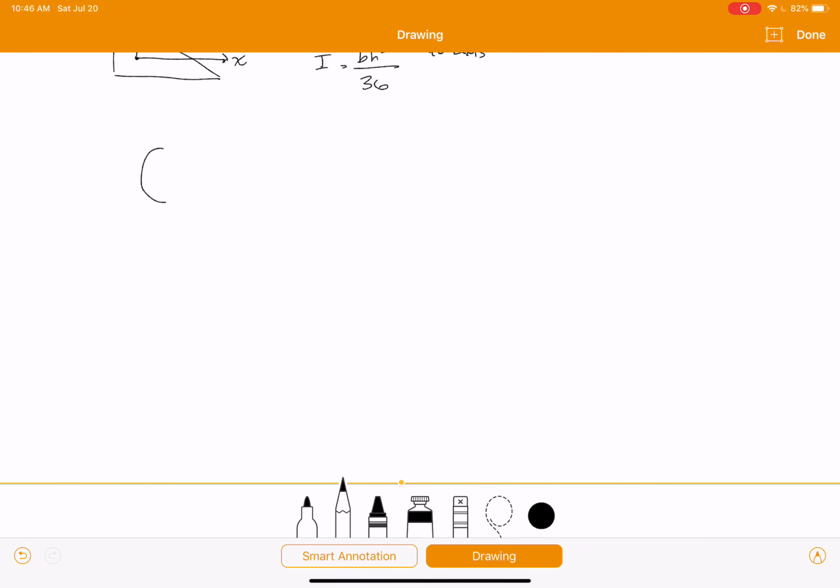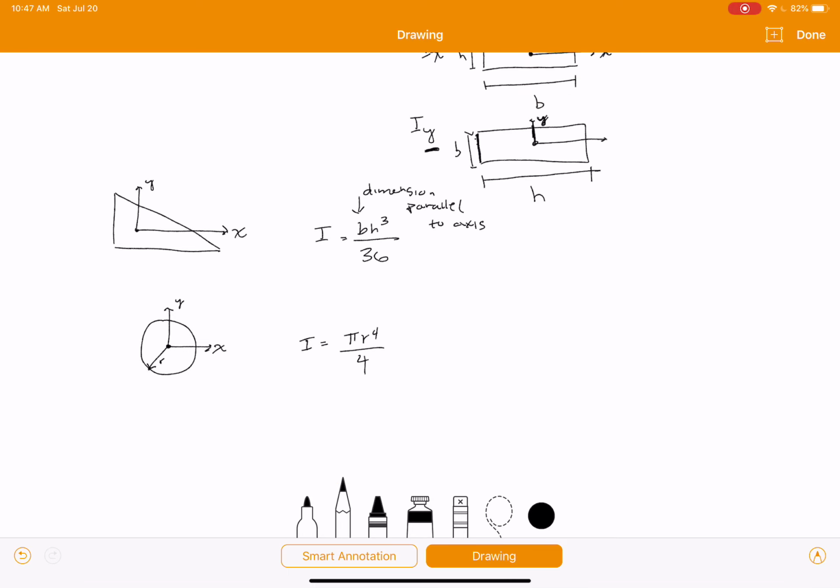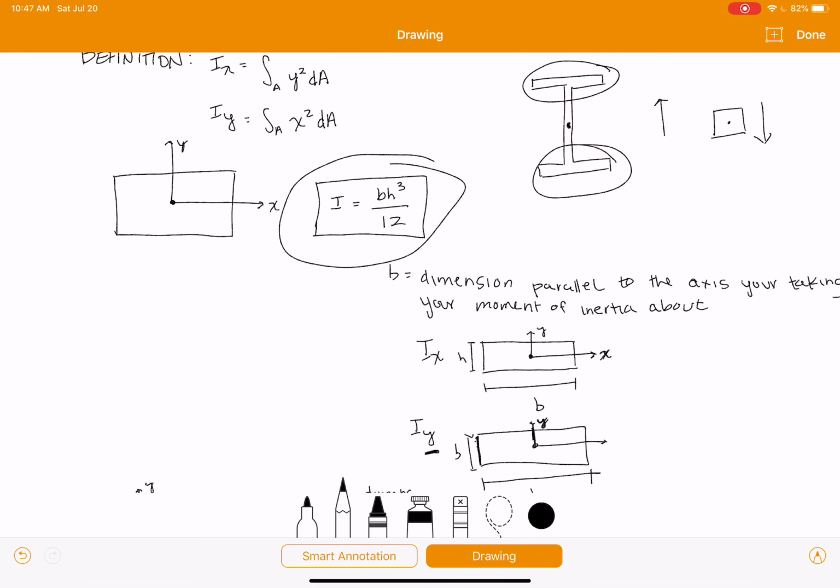And then lastly, we'll look at a circle where that's y and that's x. And of course, this is going to have a radius of r. Your I is going to equal pi r to the fourth all over 4. Now, one thing to note and to recognize is that all of these moments of inertia are about axes set at the centroid of each of these shapes.